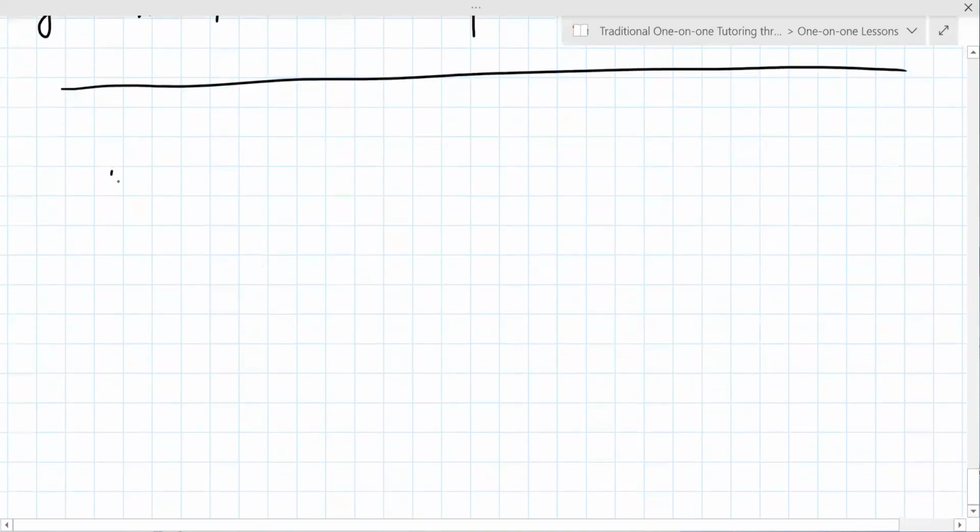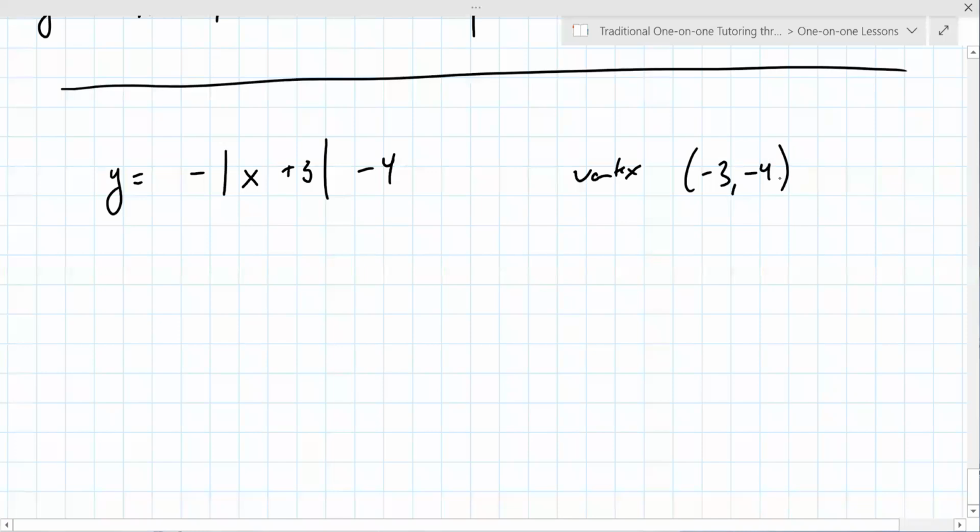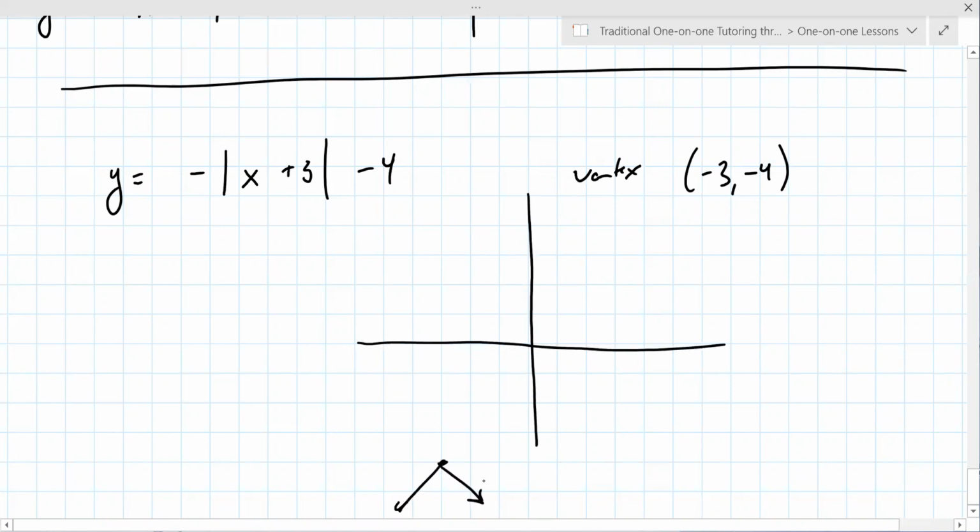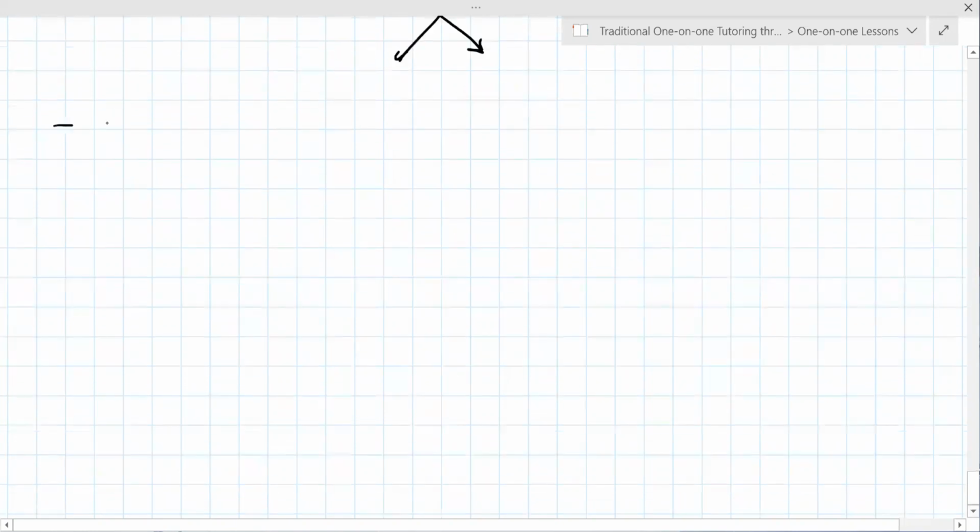Let's go y equals negative absolute value of x plus 3, minus 4. Give me the vertex. The vertex is -3 and -4. And it's flipped over the x-axis, but that means it's just gonna be pointing down in this case. Yes, go to wherever the vertex is, -3, -4, and it goes down like that. Okay, fantastic.